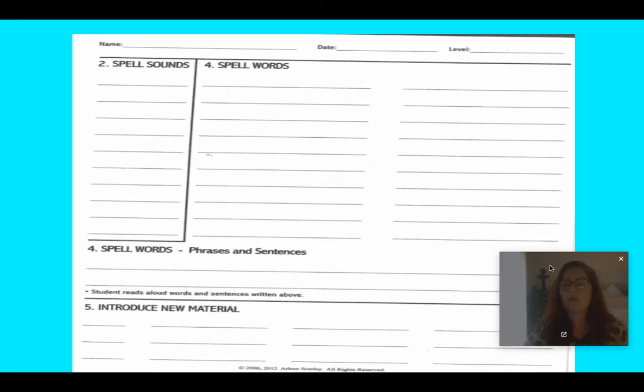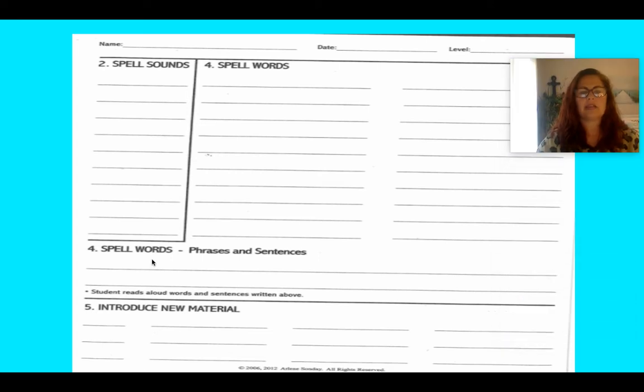Okay, so they will write these sentences in this section, the spell words, phrases, and sentences section. They're going to repeat the sentence. I'm just going to do an example. Sam can run to the bay. The learner is going to repeat, Sam can run to the bay. Actually, I kind of said that word by word, so I'm going to say that differently. Sam can run to the bay. And the students will say, Sam can run to the bay.